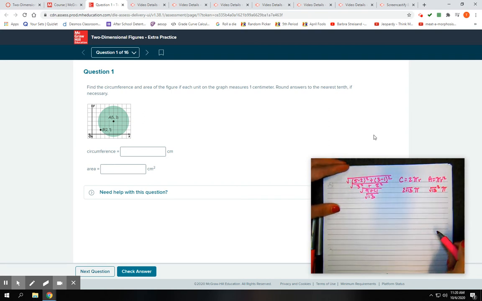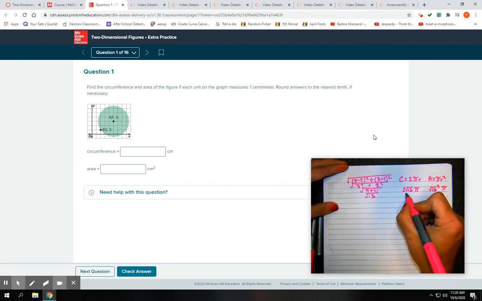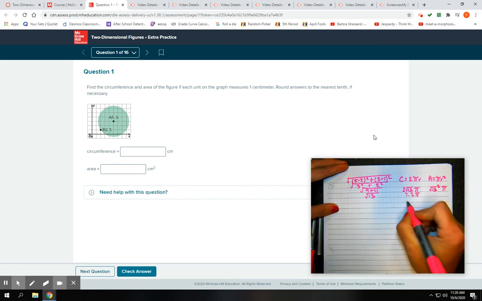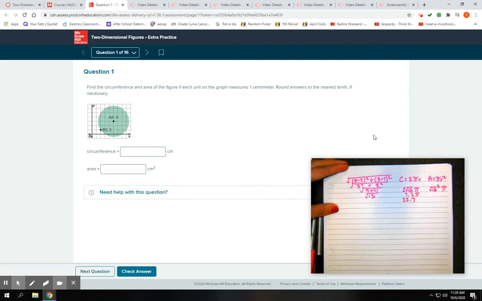All right, so 2 times the square root of 13 is 7.2 times pi is 22.7 for our circumference. And then for our area, the square root of 13 squared is 13. And 13 times pi is 40.8. So looking at 40.8 centimeters squared for our area.